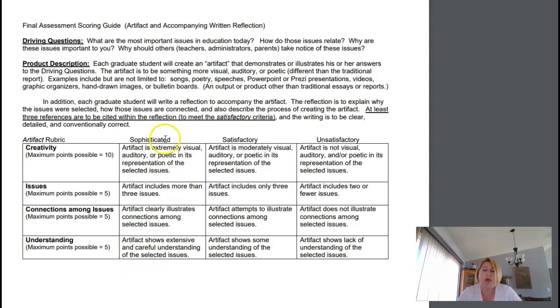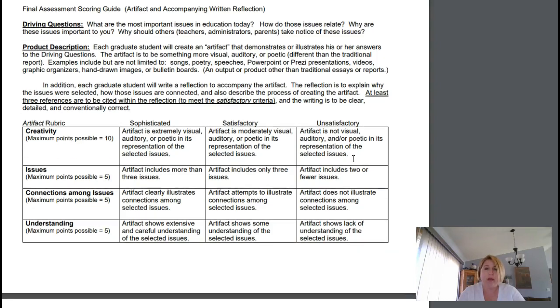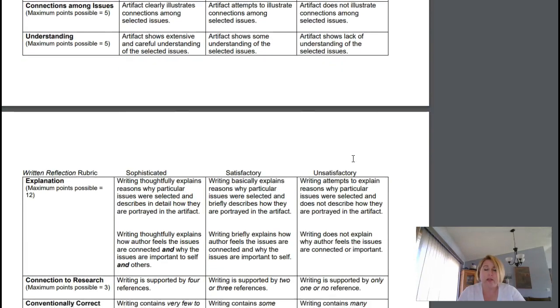You can see you can range from sophisticated, to satisfactory, to unsatisfactory. Basically, I have a range starting at 10 all the way down to 1, and your score will adjust depending on whether I feel you're at a sophisticated, satisfactory, or unsatisfactory rating for each of these areas. If you have more questions about exactly how that breaks down, I would encourage you to look in the Dropbox, where I will have this rubric, and I will show you exactly how I scored each of the segments of your artifact.